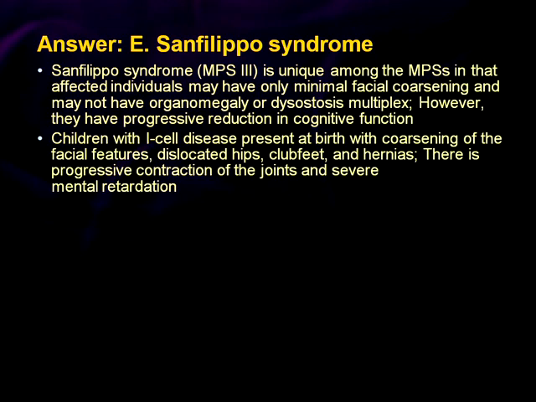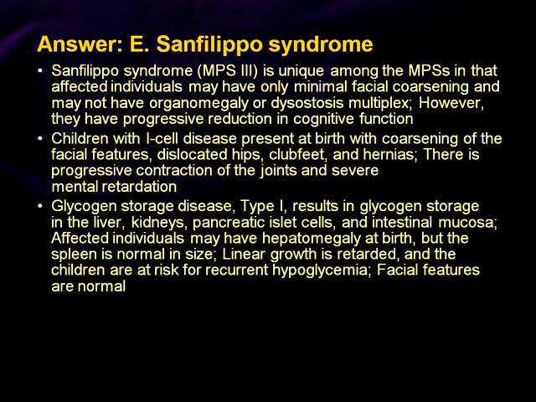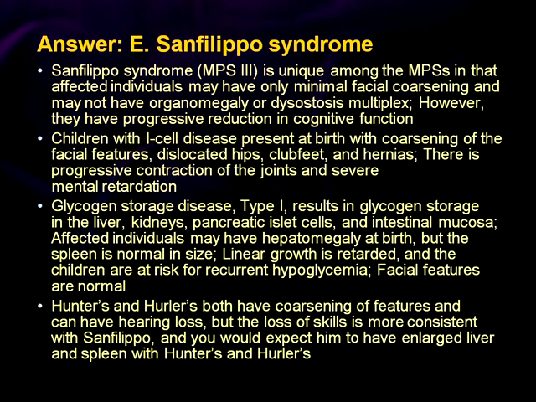I-cell disease presents at birth with coarsening of facial features, dislocated hips, club feet and hernias, progressive contraction of the joints, and severe mental retardation. GSD type 1 should present with hypoglycemia. And Hunter's or Hurler's both have the coarsening of features, and you would see an enlarged liver.